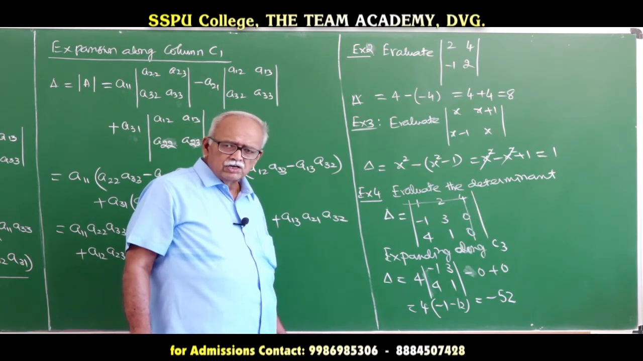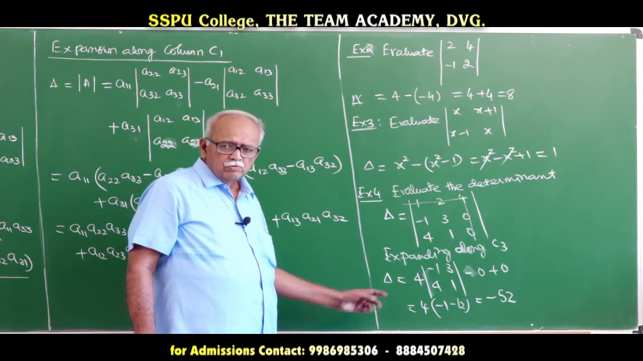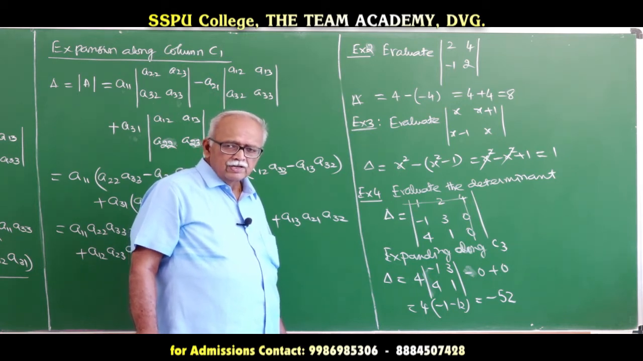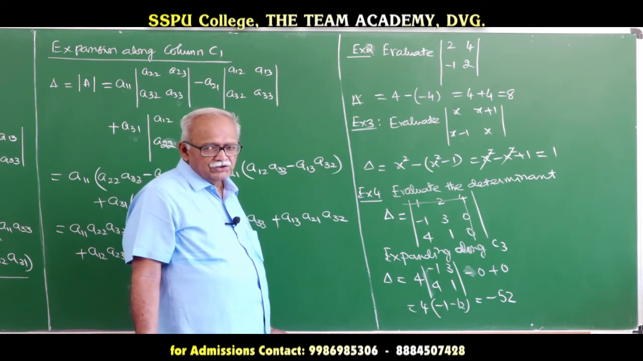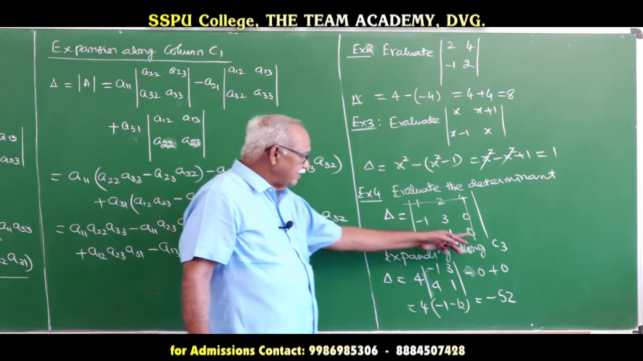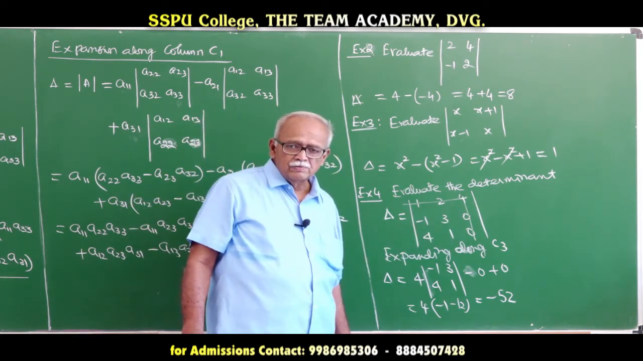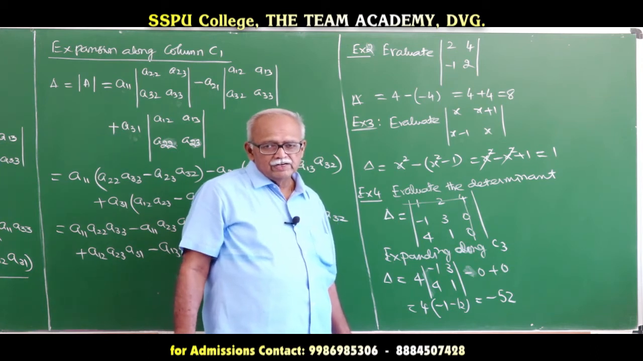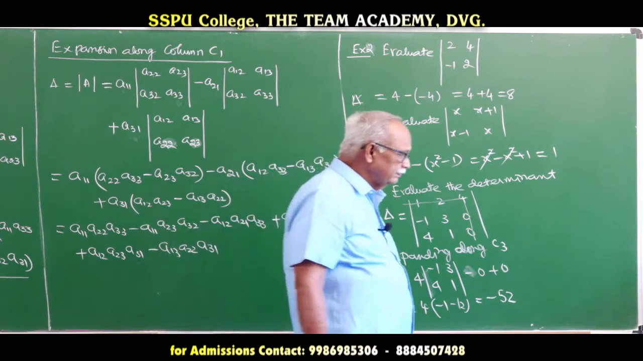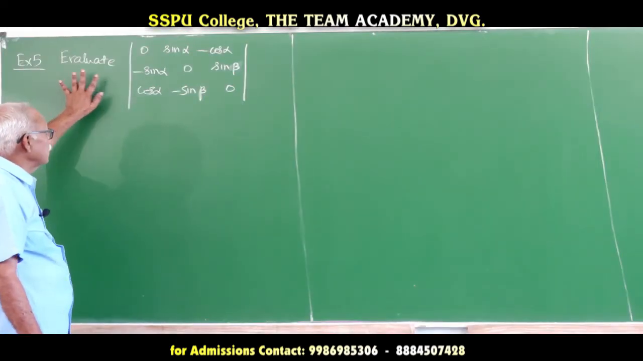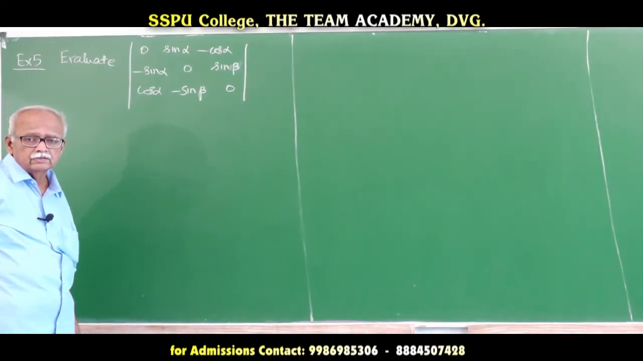Even one 0 is there, advantage is there. Only 2 multiplications will be there. So, 2 zeros means it is very simple. If it is 3 zeros, the value of the determinant itself is 0. If 3 zeros are in any row or column, the value of the determinant automatically becomes 0. Now, let us see some more examples. We will see one more example for evaluating a third order determinant.